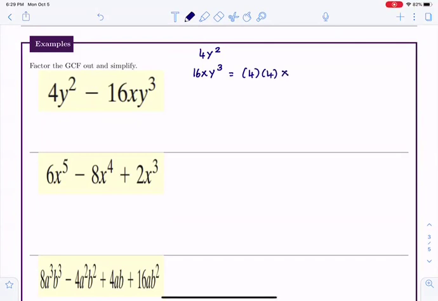And for the y term, y squared has the least exponent. So I could write y cubed as y squared multiplied by y. And in the first one, we have 4 times y squared. Now we look for common factors between the two. So I have 4 in common and y squared in common, and that's it. So the GCF is simply 4y squared.